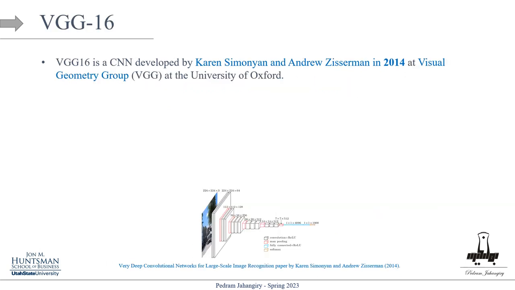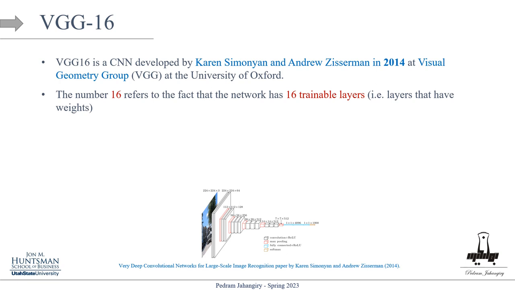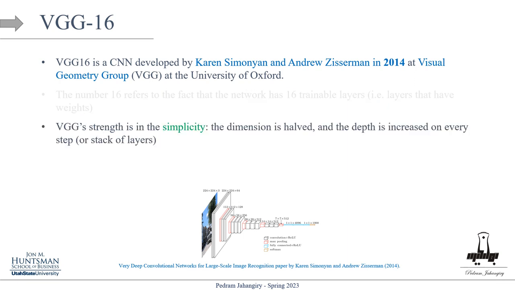The next one is VGG16. VGG16 was developed by Karen Simonyan and Andrew Zisserman, sorry if I butcher the name, back in 2014, at the Visual Geometry Group. So this is where the name is coming from, VGG at Oxford University. The number 16 refers to the fact that the network has 16 trainable layers, the layers that have actual weights, right? Trainable weights.